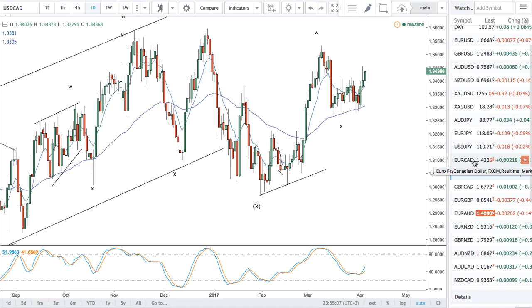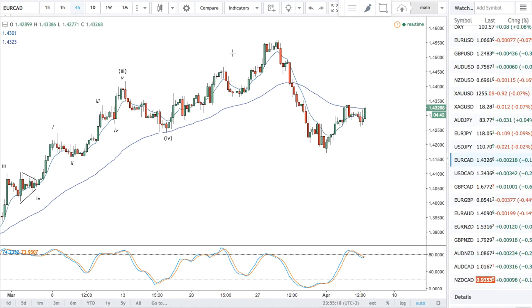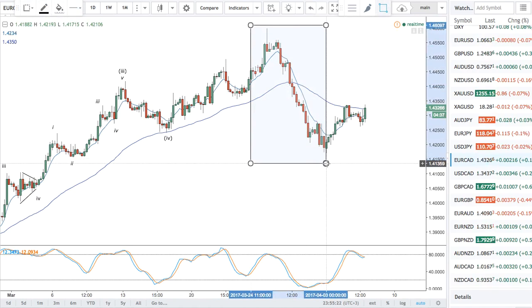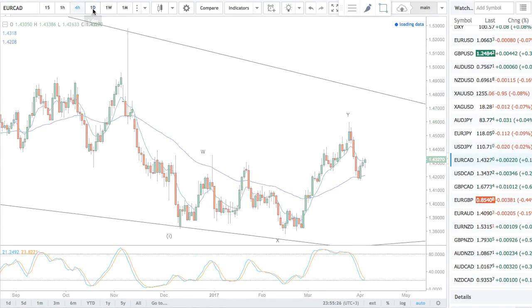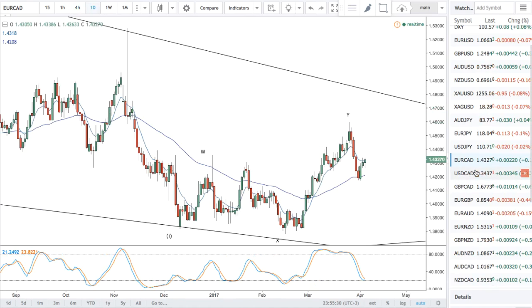And Canadians still look good for higher. This idea for an X wave did work out well in the end in US Canadian. Euro Canadian overall preferring higher. I do view this as 5. However, let's see how it materializes. If there's a setup, I may look to sell it, but right now I'm not really inclined to do that overall. I like the idea of higher in all these Canadian pairs.